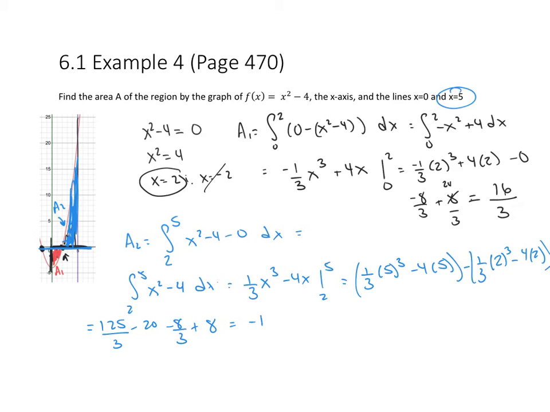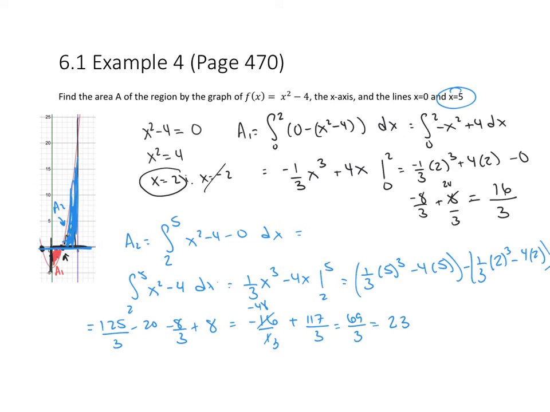Let's see, that's negative 16. And 125 minus 8, that'll be 117 over 3. All right, we'll put that over 3. So we get negative 48 over 3. And then 117 minus 48 is 69 over 3. And then 3 goes into 69 23 times.